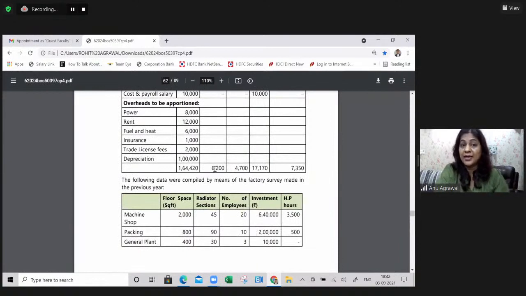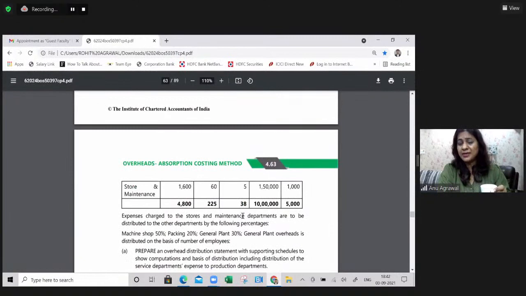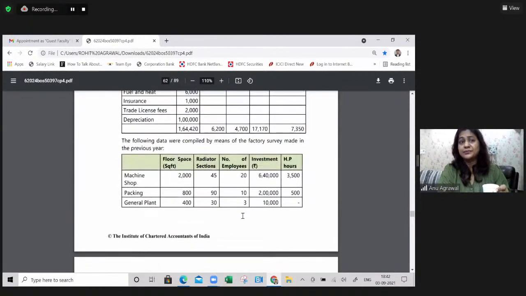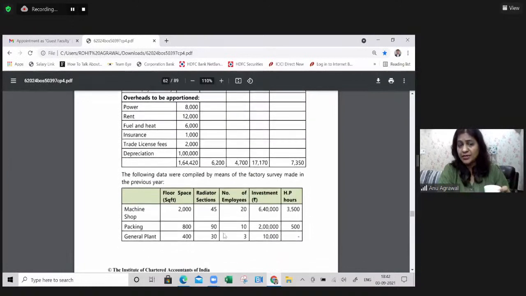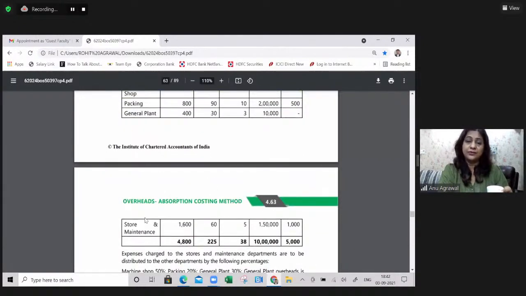Radiator section, I do not know. Trade license fee, you can do on the basis of number of employees or something. So you need to apportion these overheads, right? Which is the best? Stores and maintenance can be on the basis of number of employees, right? So you can divide this overhead on the basis of any of this data which they have given, right? Whoever asked me, the gentleman who was there.